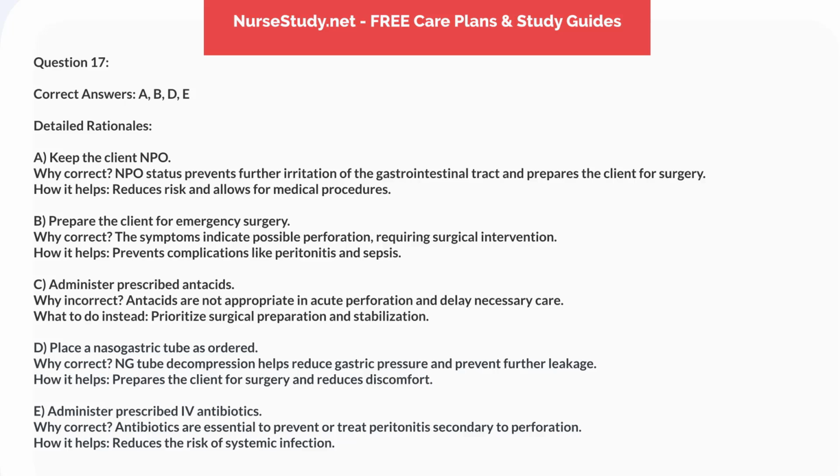D. Place a nasogastric tube as ordered. Why correct? NG tube decompression helps reduce gastric pressure and prevent further leakage. How it helps: prepares the client for surgery and reduces discomfort. E. Administer prescribed IV antibiotics. Why correct? Antibiotics are essential to prevent or treat peritonitis secondary to perforation. How it helps: reduces the risk of systemic infection.